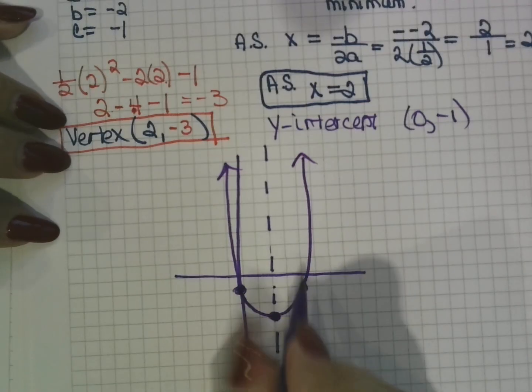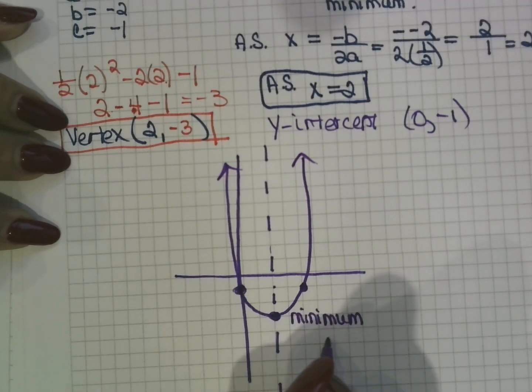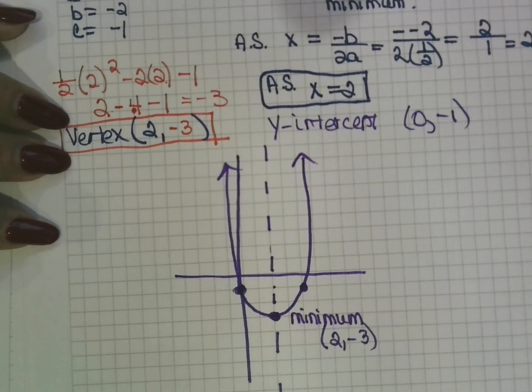Okay, again, this is a minimum. And it's at the point 2, negative 3. That means that the smallest y value of this function is negative 3.